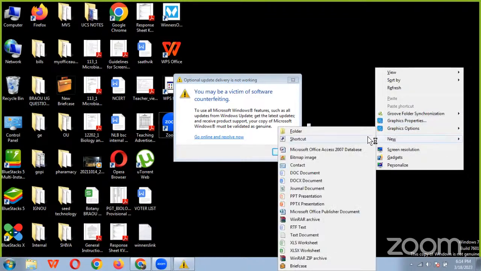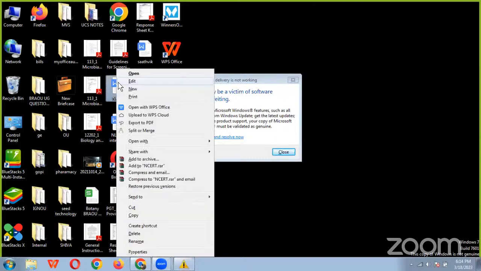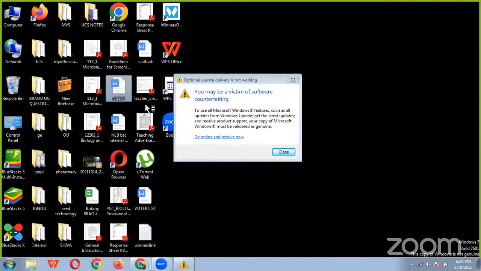The new option is for creating a Word document. Okay, a Word document is the document. Next one is mail, and the Word document is opened.